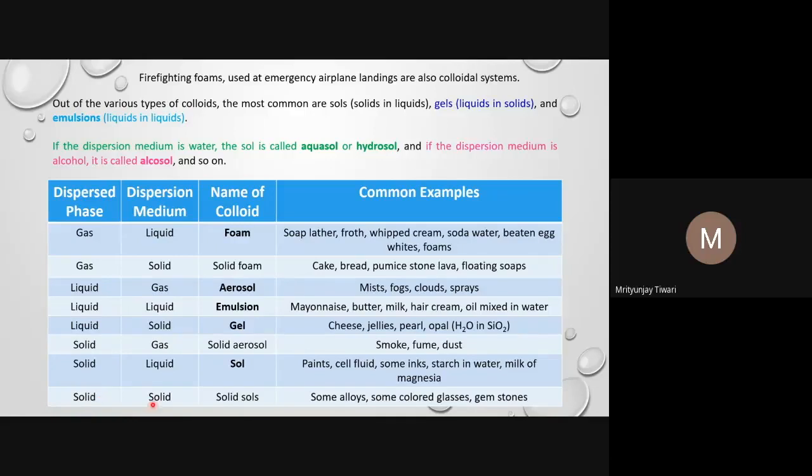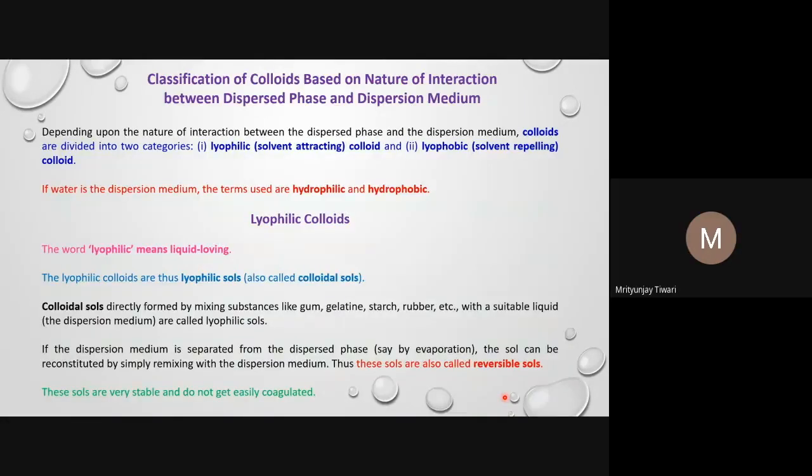Now a solid in a solid is an example of solid sols, and such systems may be called solid sols. The examples are some alloys. You know the alloys, mishra dhatu in Hindi, and some colored glasses. Some colored glasses are also examples of solid sols. Solid sols are solid in solid, meaning the dispersed phase is solid and the dispersion medium is solid. And all other gemstones are also examples of solid sols.